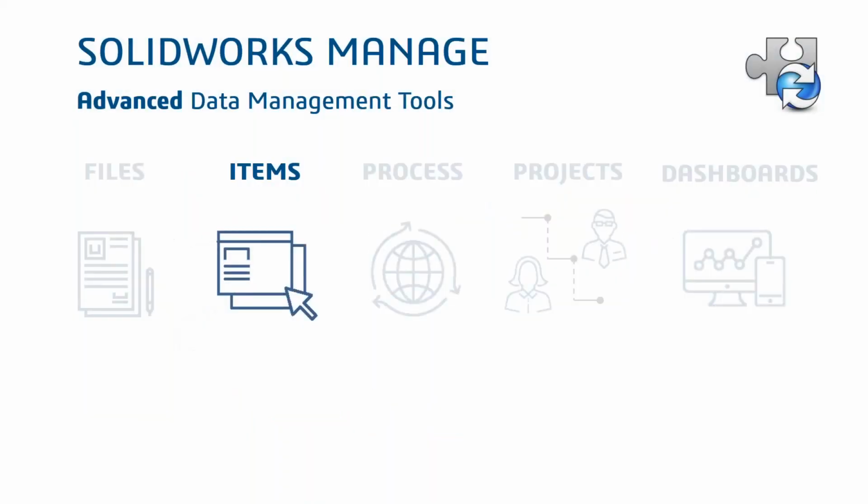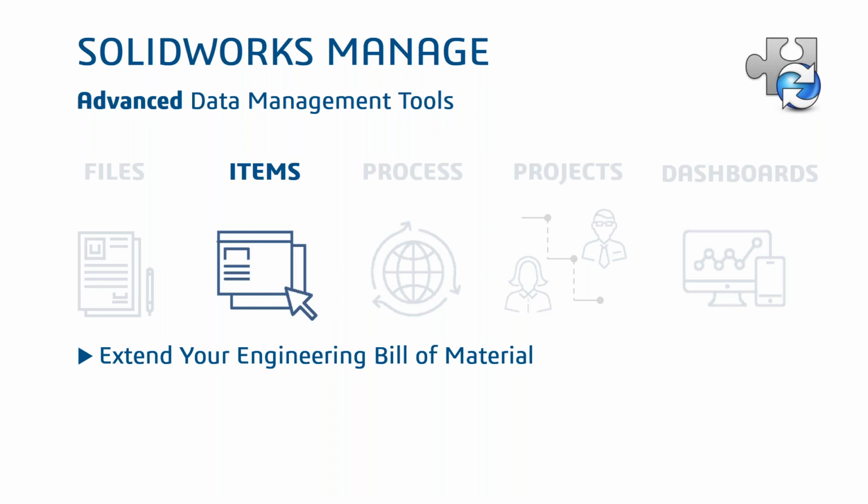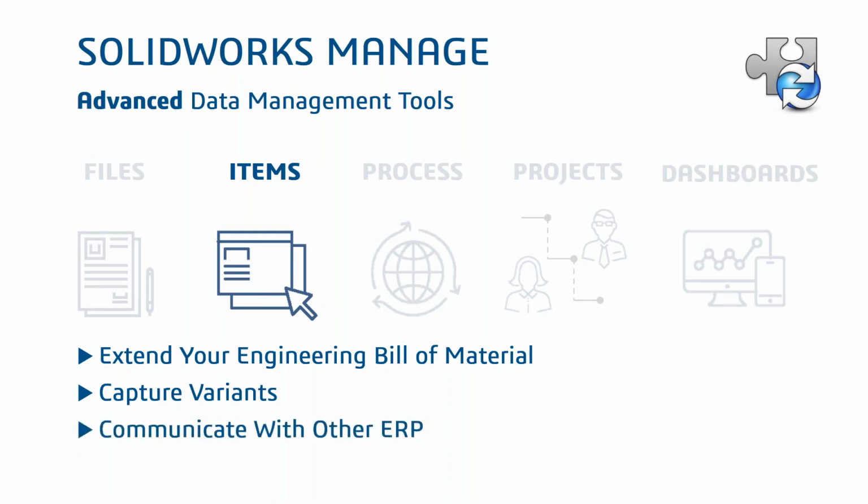So when we talk about items, they can actually be a great number of things, but it allows us to extend the engineering bill of material by combining non-modeled items with the SOLIDWORKS bill of material. You can also create variants very easily without having to do that in the CAD tool, without having to do that inside of SOLIDWORKS. You can do it simply inside of Manage and capture everything you need there. And also the ability to communicate with other systems, business systems like ERP systems.